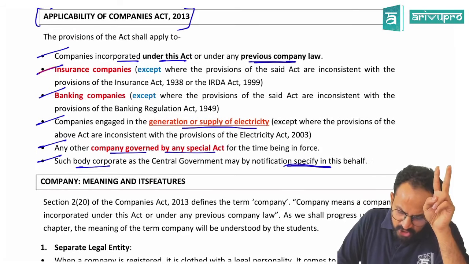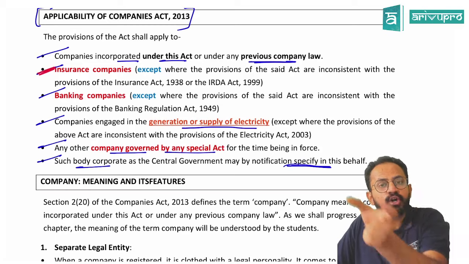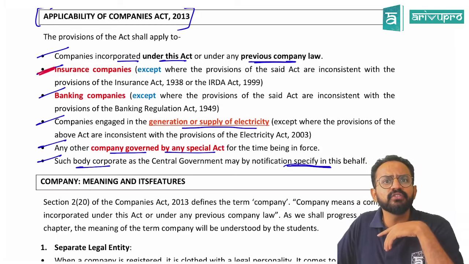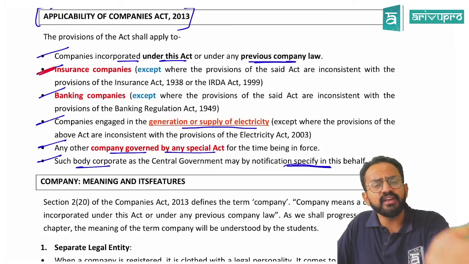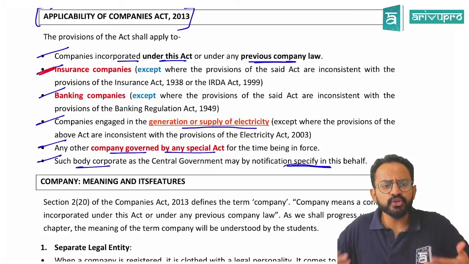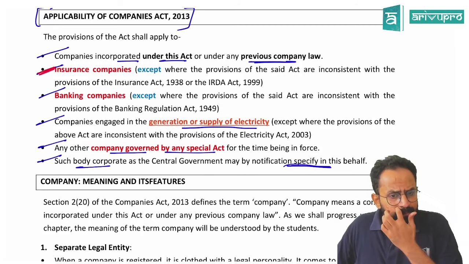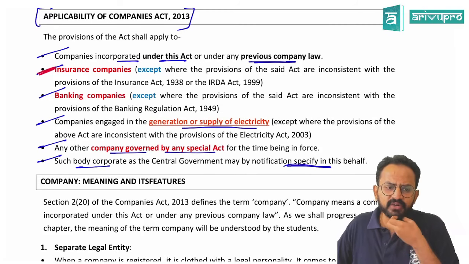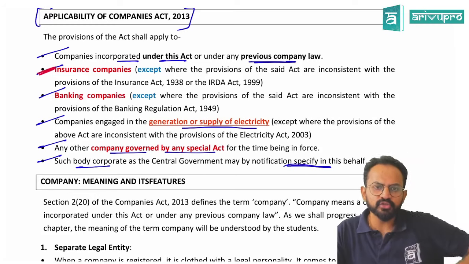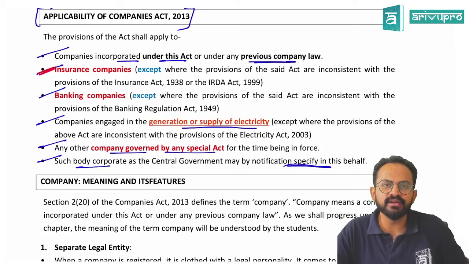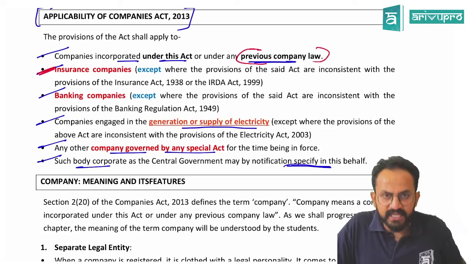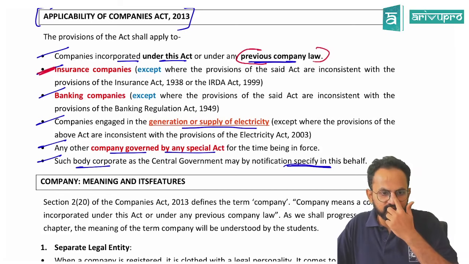Second one, insurance company. Any insurance company. Why are they written specifically? Even they are companies. Your general insurance, ICICI Lombard, Religare, all these are insurance companies. Pratul asks, what if it is 1948? Pratul, even an 18th century company should follow Companies Act 2013. It just says any previous company law. It is not saying Companies Act 1956.